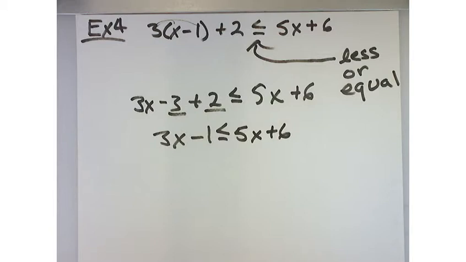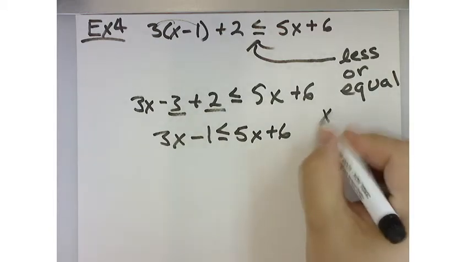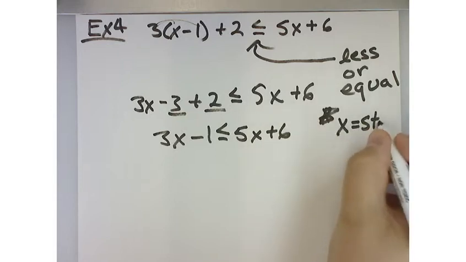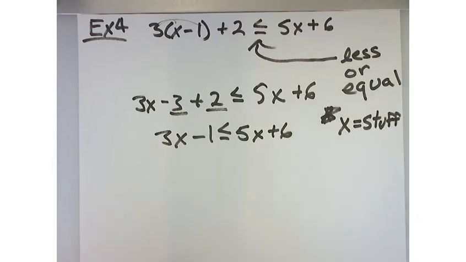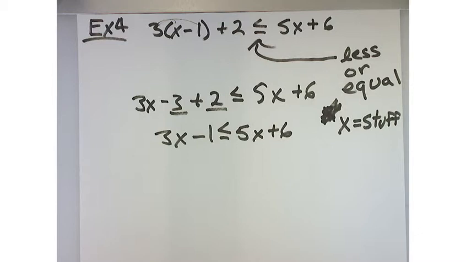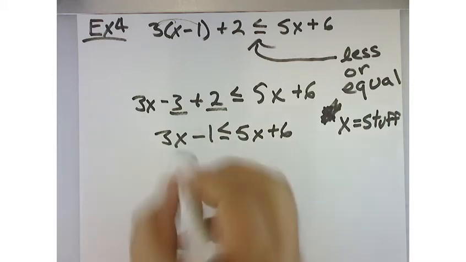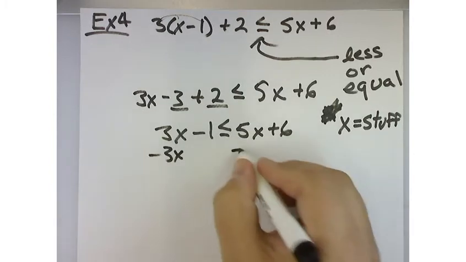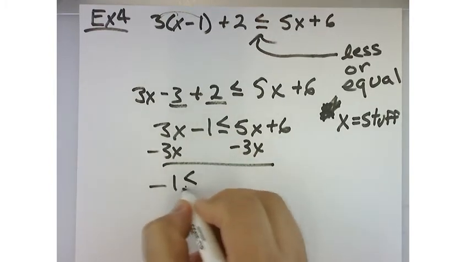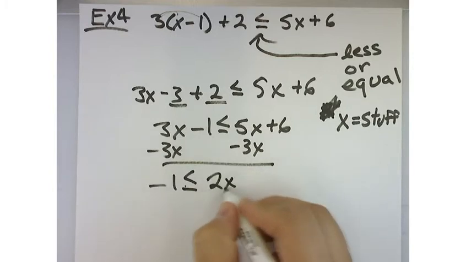Okay? We want to get the x's by itself. Remember, that's our goal. X equals some stuff. I was trying to draw a star. That's an ugly star. So what's the smaller of the x's, 3 or 5? 3. So I'm going to subtract 3x from both sides. And this leaves me with negative 1 is less than or equal to 2x plus 6.